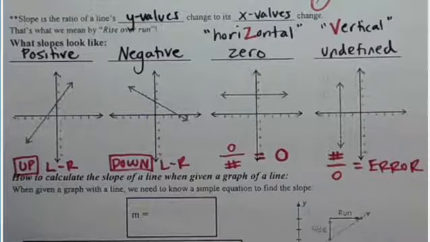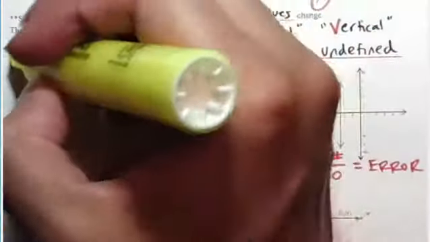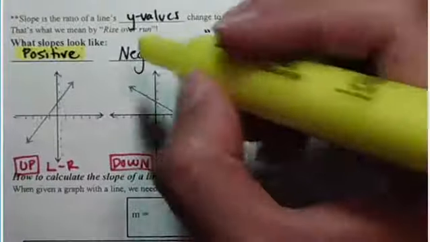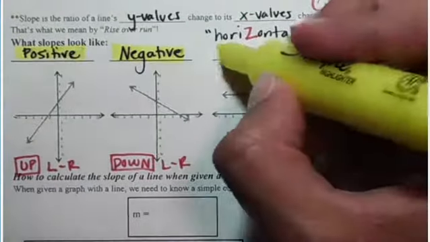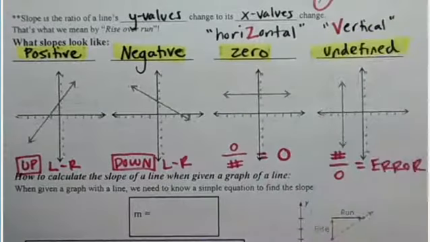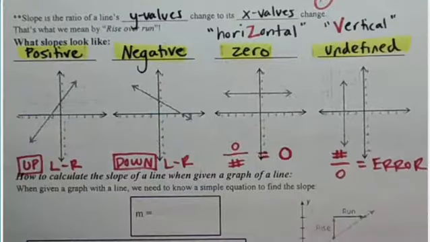Okay, so again, just remember 4 different types of slope. We have a positive slope that goes up from left to right, negative slope, which just goes down from left to right, zero slope, and undefined slope. Now, which one of these 4 slopes, or linear graphs, is not a function? Think about that. Which one of these 4 is not a function?